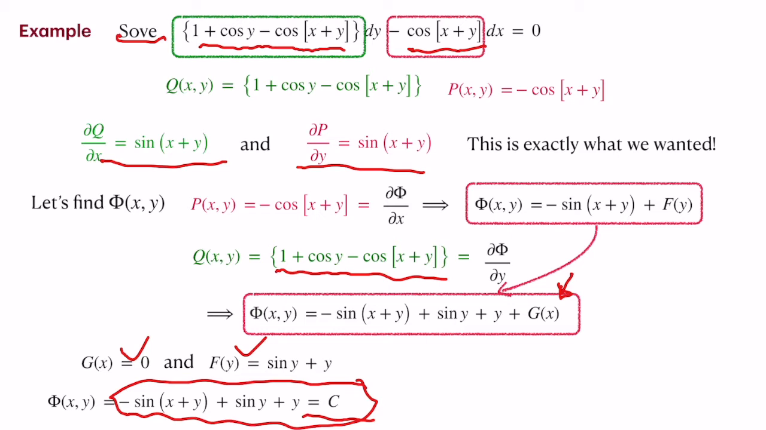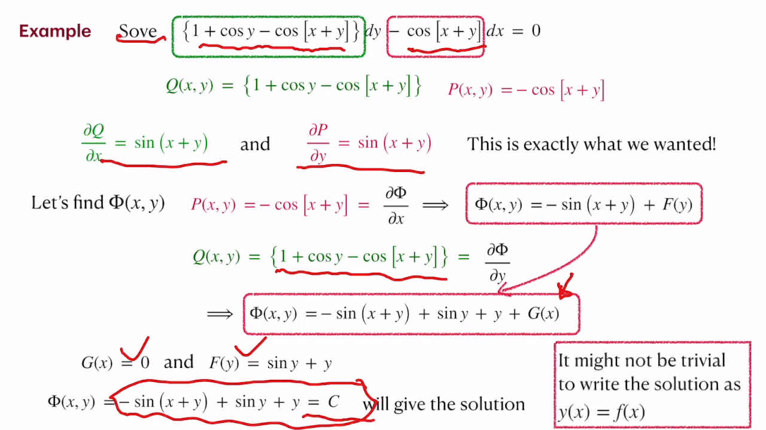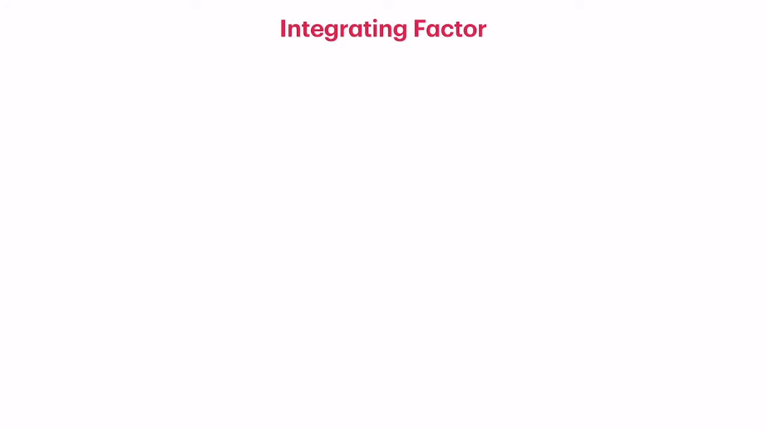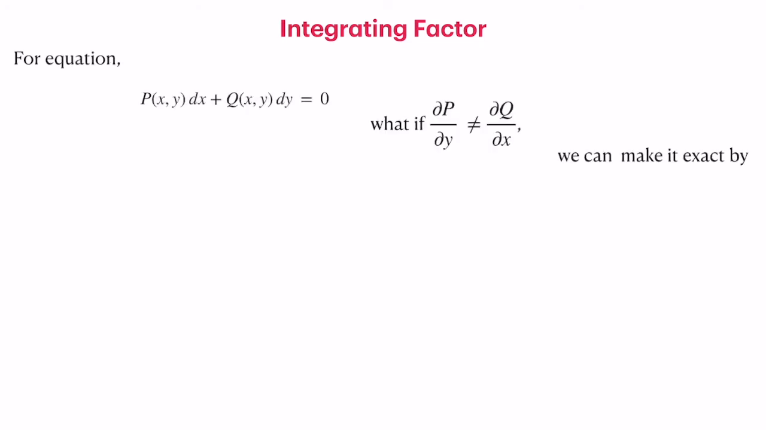equal to c. We may not always be able to write y as f of x, and in this case we are happy just giving the solution in the form of phi of x,y is equal to constant. Let us go ahead and see what happens when the differential equation does not satisfy the condition for an exact differential equation, that is dP by dy is equal to dQ by dx. We can use a special technique called integrating factor to make the equation exact.